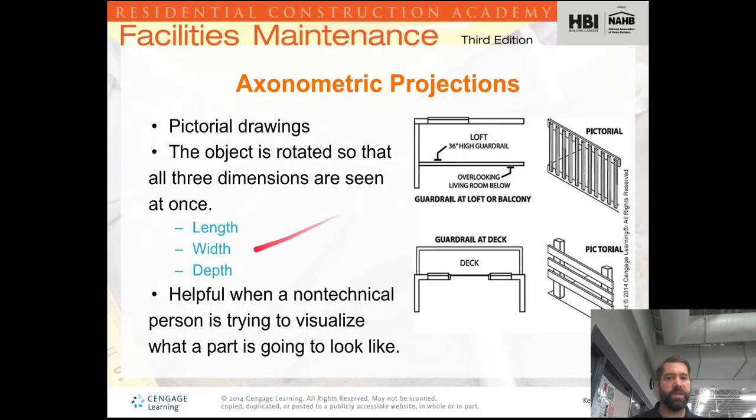So when you do these, you can have the length, width, and depth all at the same time. So this is a good representation of what it may look like. It's helpful when a non-technical person is trying to visualize what a part is going to look like. So if I'm looking at this and I'm looking at this, I already have a general idea of what it's going to look like, right? This is a good top view. I might ask for a front view or a side view. Alternately, you can also have the pictorial views, where it gives you a better demonstration of what that looks like.